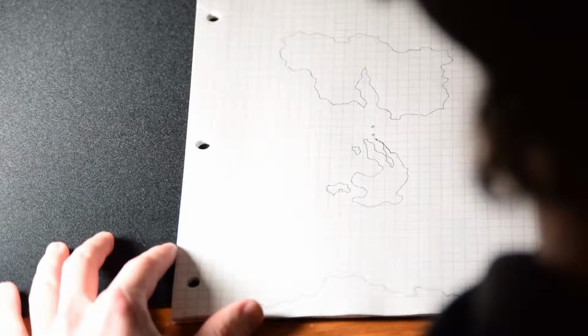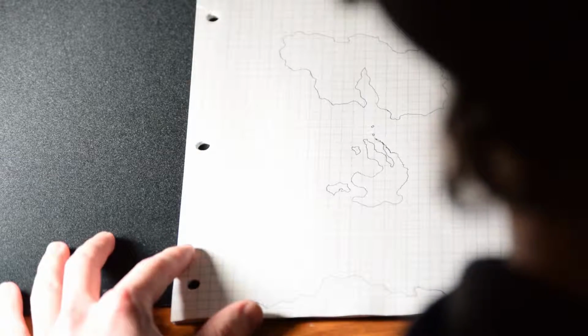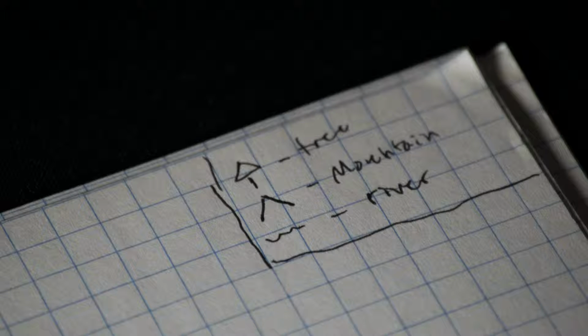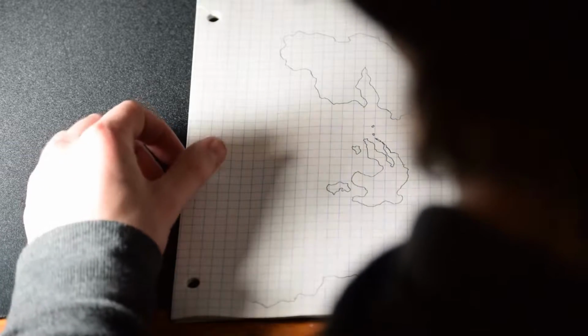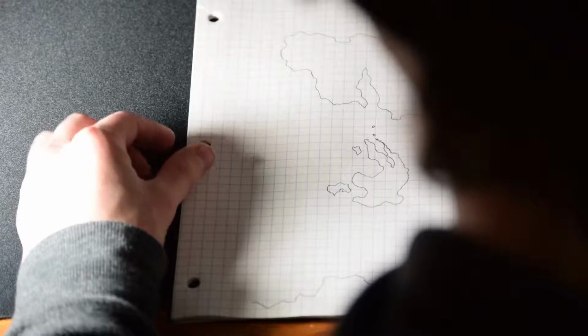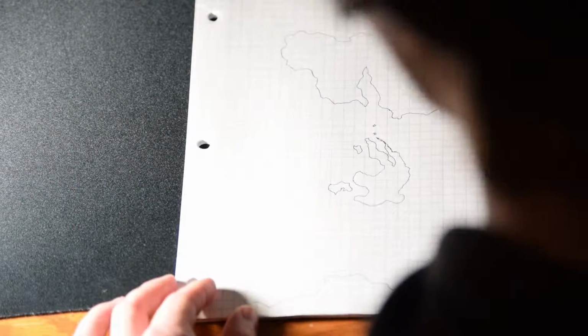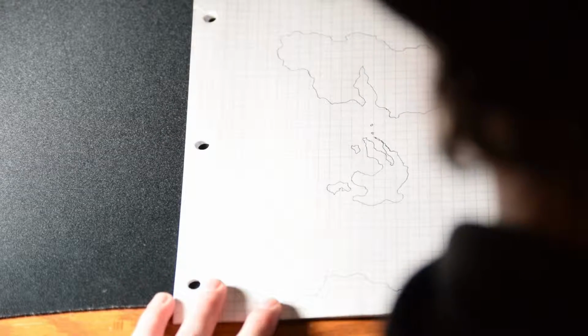Before we really get into putting down cities or anything like that, we'll want to make a legend in the top corner here. I'm just going to make a very simple one for this. A triangle with a stick is a tree. A triangle is a mountain. And a wiggly line, we're going to go with a river. Water flows from higher elevation, especially from mountains, so when we add mountains in, we want to have rivers coming from them frequently. That's just how things tend to work.